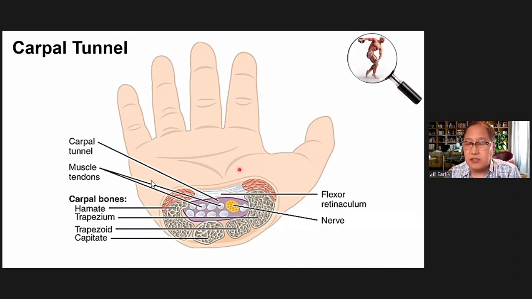May nag-lecture na ba ito nito? Yung mga muscles of the forearm? I'm sure meron na. Are you okay? Inaantok kayo. Pasensya na, 1 o'clock talaga nakakaantok talaga ito.